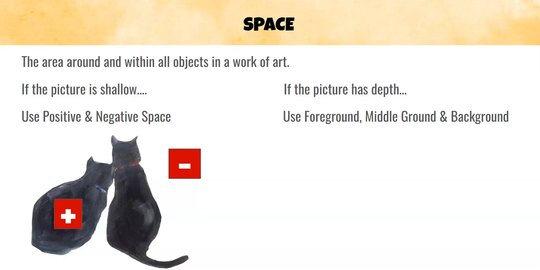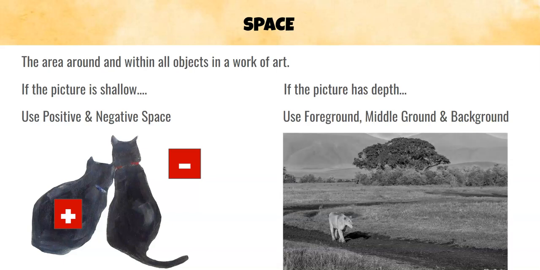However, that only works if you have a very simple image. When you start doing things like landscapes, that doesn't really work. You can't really say, well, what is positive and what is negative? There's too many things. There's too much space there. So that's when we break it down to foreground, middle ground, and background. And that has to do with what is closest and farthest away from the viewer.